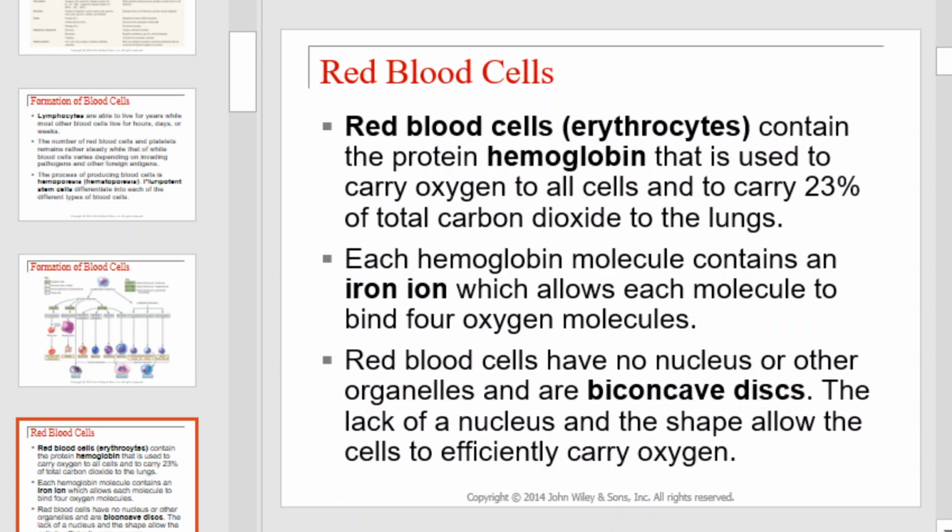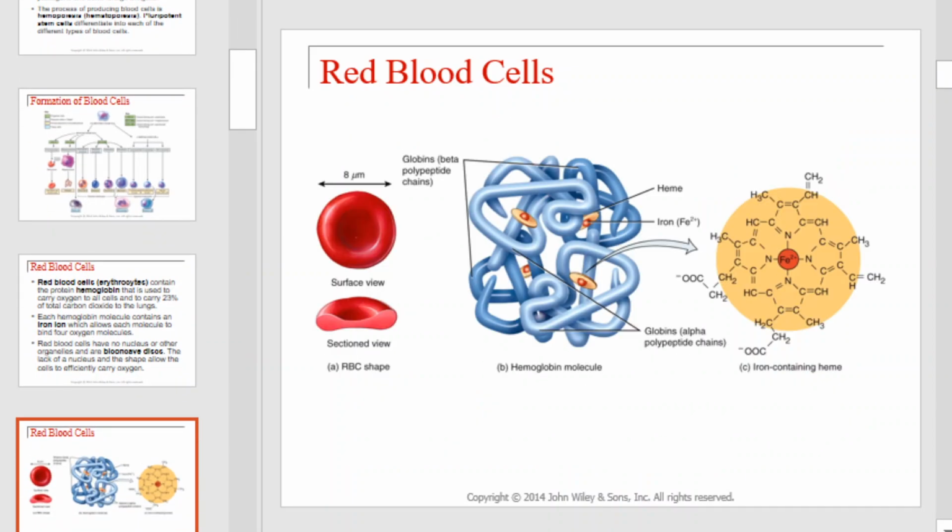Each hemoglobin molecule contains an iron ion, which allows each molecule to bind 4 oxygen molecules. Red blood cells have no nucleus or other organelles and are biconcave discs. The lack of a nucleus and the shape allow the cells to efficiently carry oxygen. This is an illustration of a red blood cell and the hemoglobin molecule.